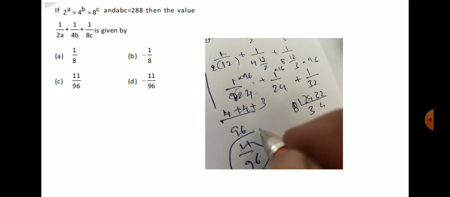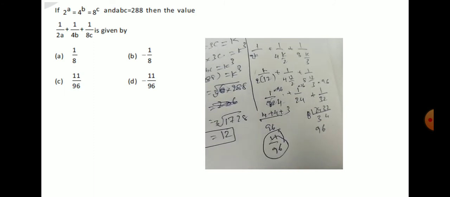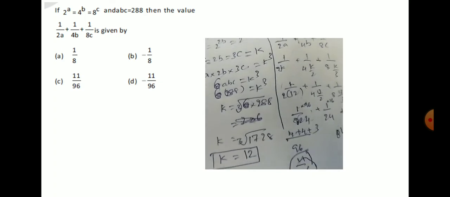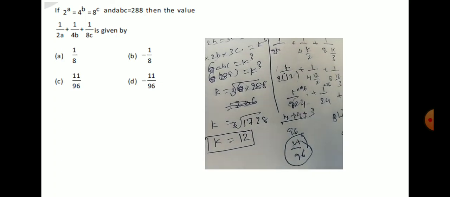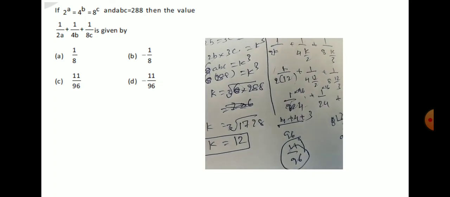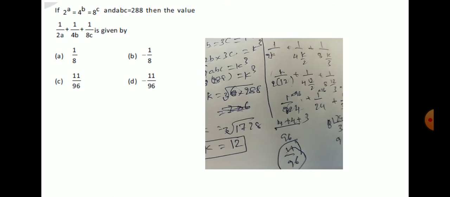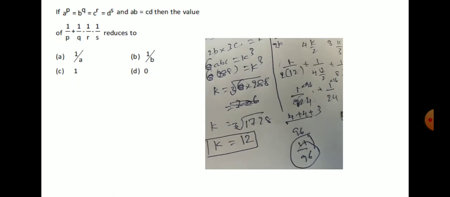Yes, we got it, that is option C, 11 by 96 is the right answer. Quite a big problem. These are all bigger problems. Whenever you get them in the exams, be careful while selecting, right? Next question we will see. Next question, we'll take it up. What is that?